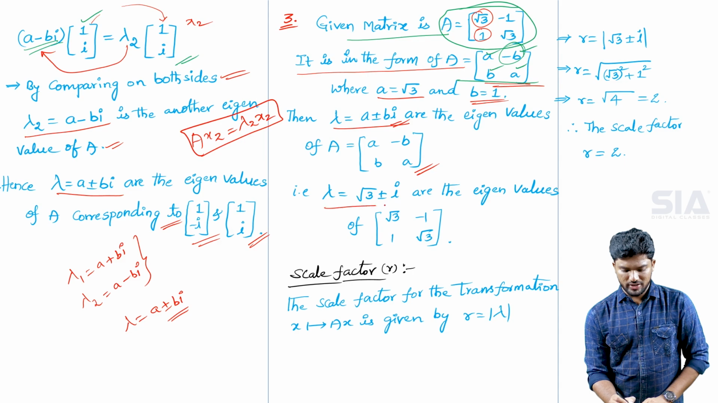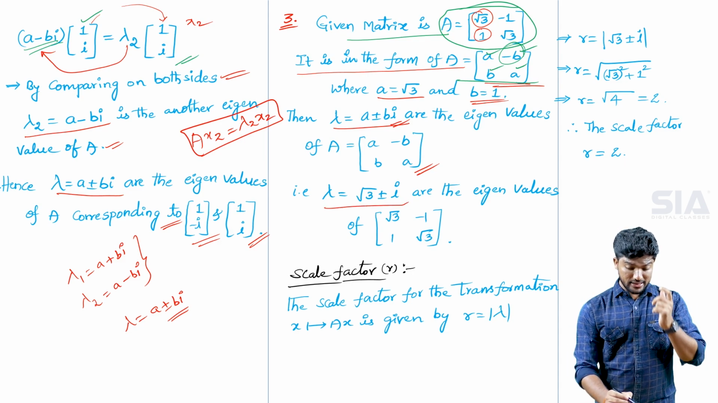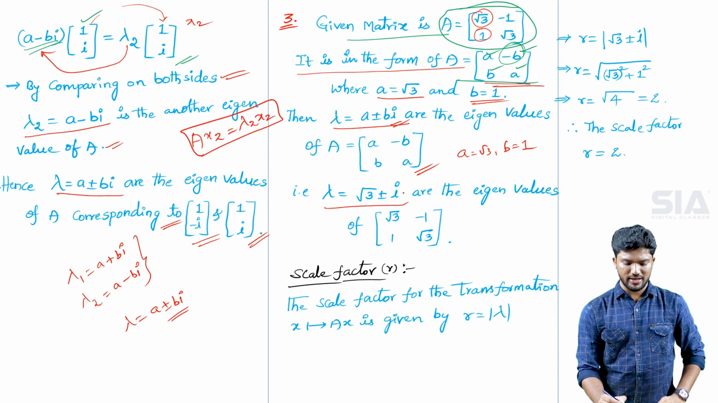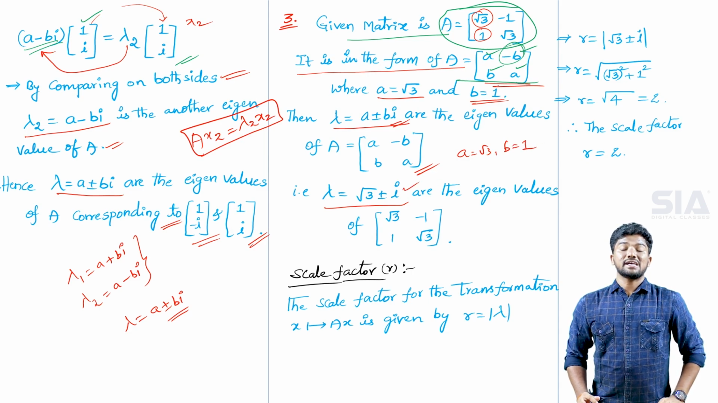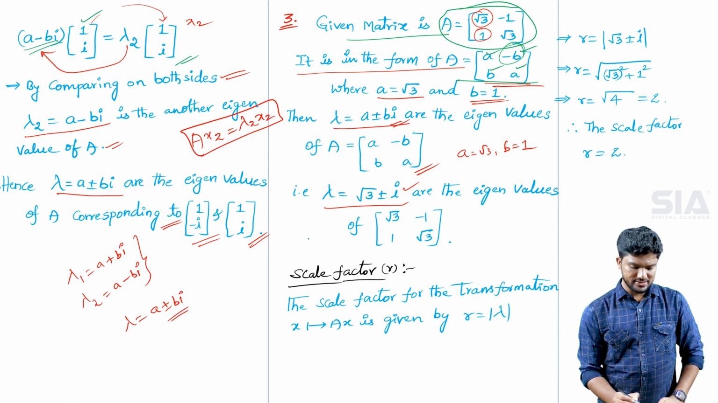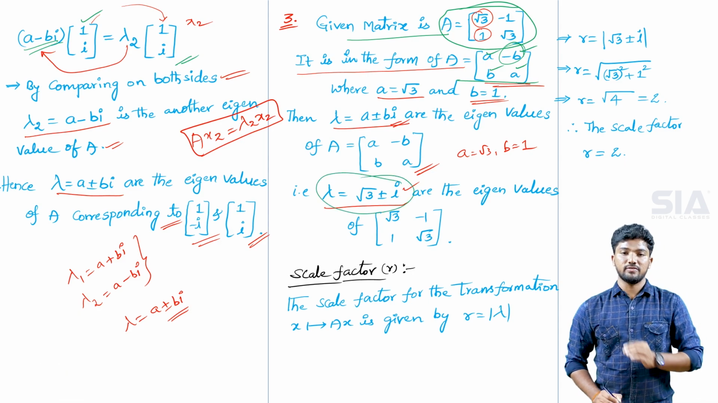So therefore directly you can write lambda is equal to, wherever you have small a, in its place a is equal to root 3, and b is equal to plus 1. So substitute the values. Therefore lambda is equal to root 3 plus or minus 1 into i. So therefore you will get the eigenvalues directly in this format. Even if you process it, you will get the same values.